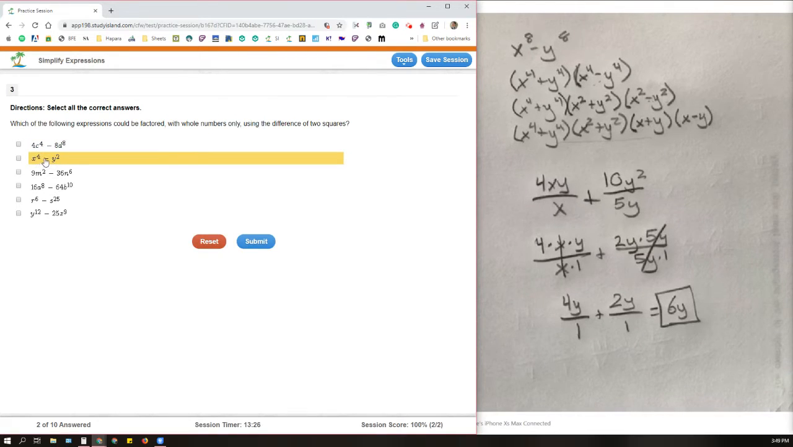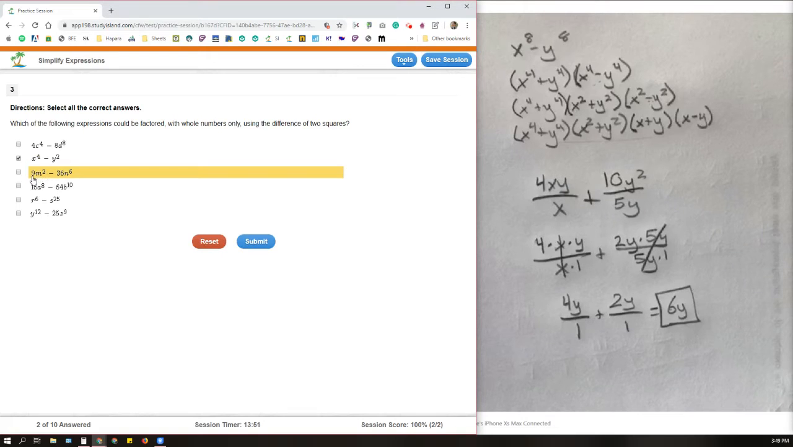What about this one? Are these two terms perfect squares? Yes. X to the fourth is x squared times x squared, and y squared is y times y, and we are subtracting. So this is the difference of two squares. Any even number exponent can be considered a perfect square for the variable it's being multiplied by. Any even number exponent.